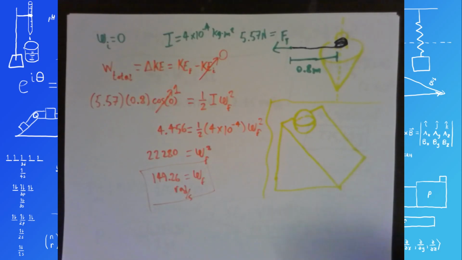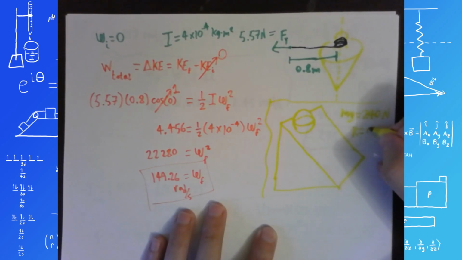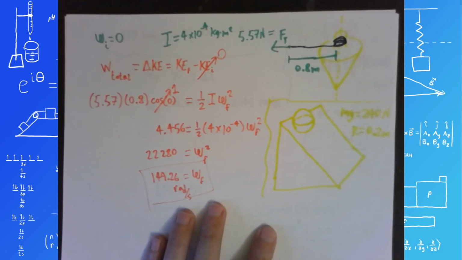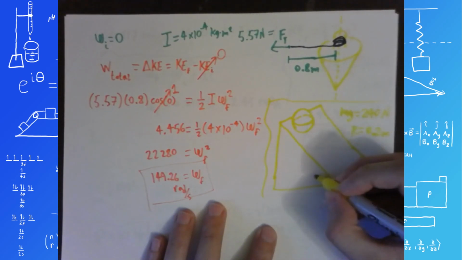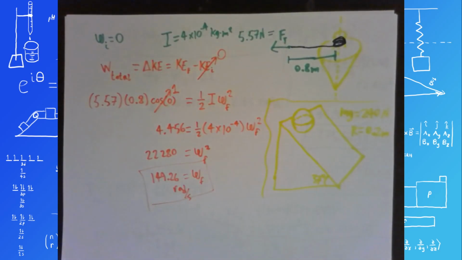240 Newton sphere. So I guess if we divide that by g, we'll get the mass of it, so we can calculate its moment of inertia. It has a 0.2 meter radius, so its mg is 240 newtons, and its radius is 0.2 meters. It rolls 6 meters down a ramp that is inclined at 37 degrees. So this is a 37-degree angle, and it rolls 6 meters down the ramp.